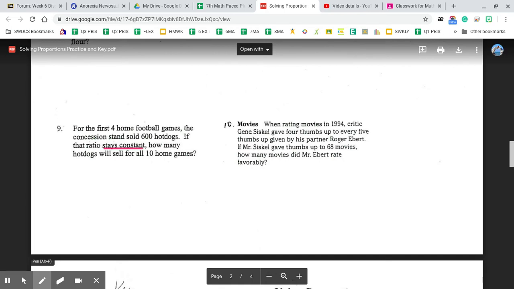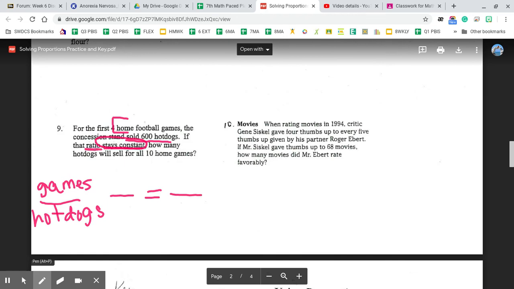Okay, so we have to first write our fraction word problem. So it's the number of games over the amount of hot dogs. So we're going to write games over hot dogs. This word constant tells us that they have to be the same, right? And so we're going to use a proportion to solve that kind of problem. So if that ratio, which is a fancy word for fraction, well, what is that ratio? It's 4 to 600. So we're going to write 4 over 600.